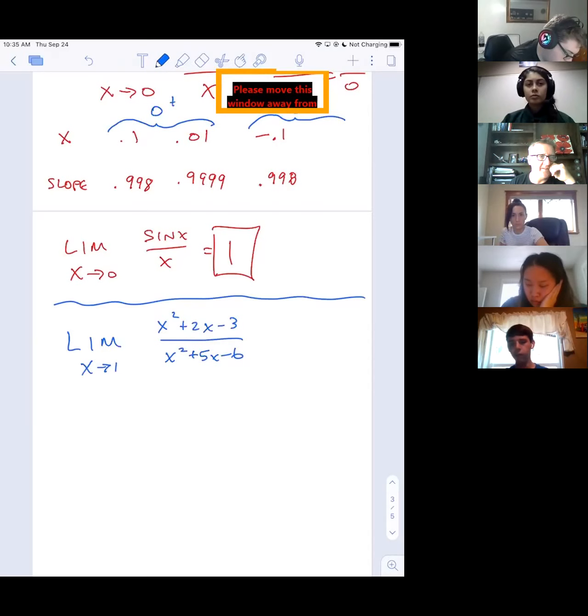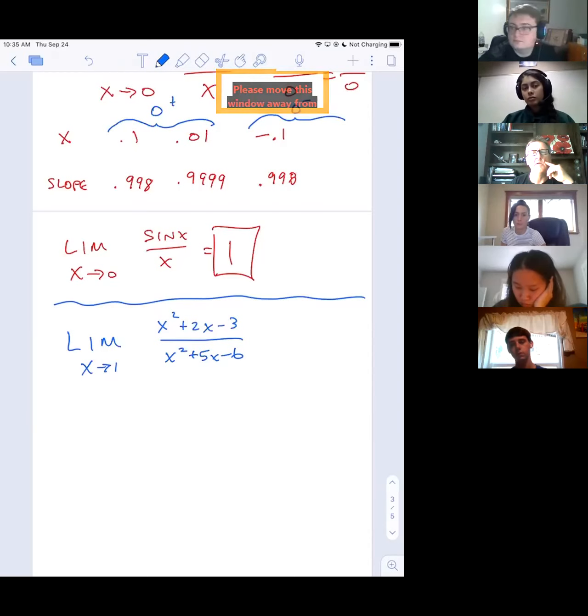If you put 1 into that, you get 1 plus 2 minus 3 on the top, which is 0. And on the bottom, you get 1 plus 5 minus 6, which is also 0. You get 0 over 0. This happens every time when you're doing this in calculus. You end up with, oh, dang, I can't plug in 1. But there's no reason you can't plug in something close to 1, right?